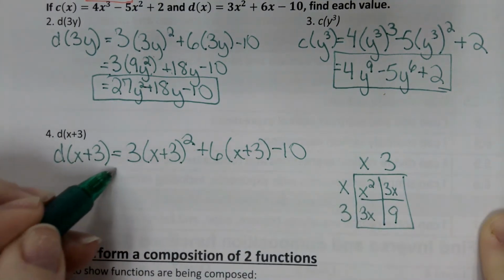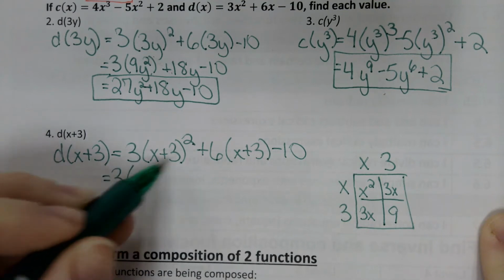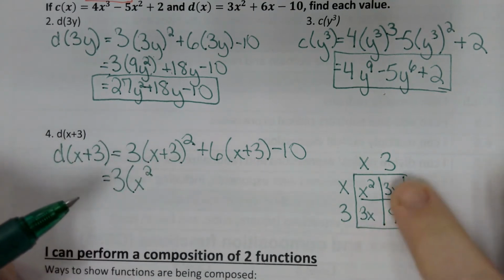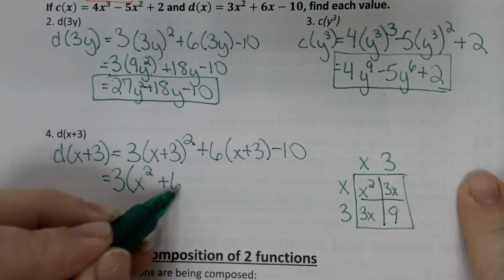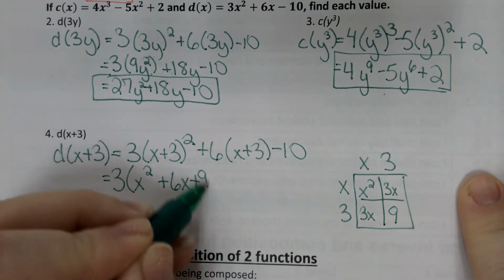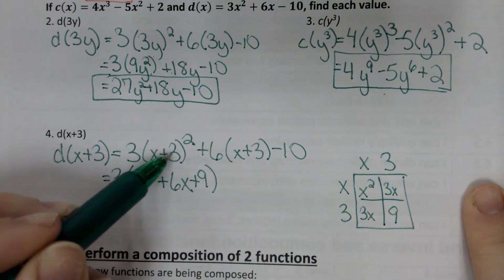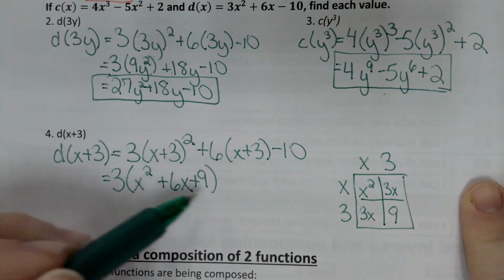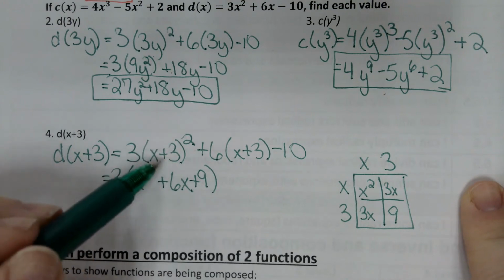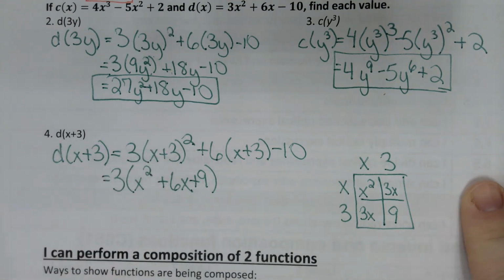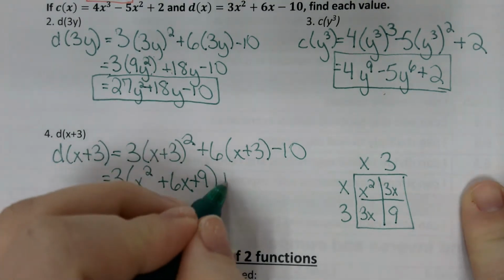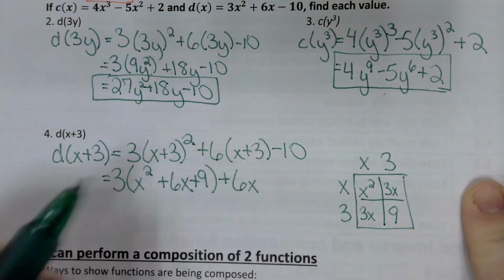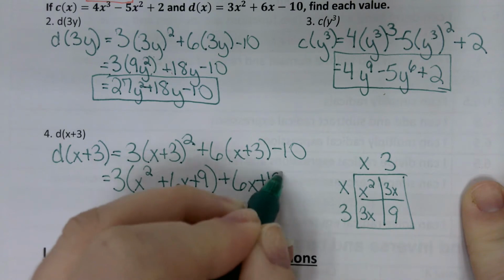So this 3 will come down, and x plus 3 squared is x squared plus these 2 will become 6x plus 9. If we would have just squared each term, we would have been completely missing a term. So please make sure that you are remembering that something squared means something times itself. Now this 6 can be distributed inside to become 6x plus 18 minus 10.